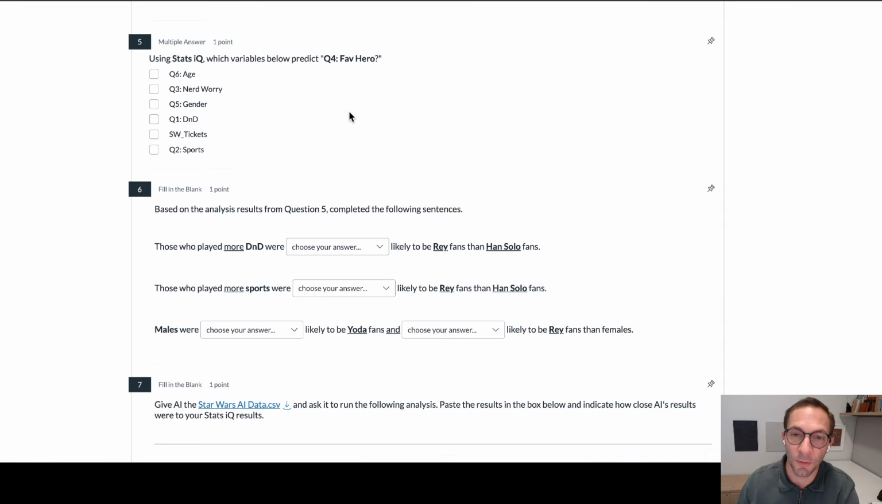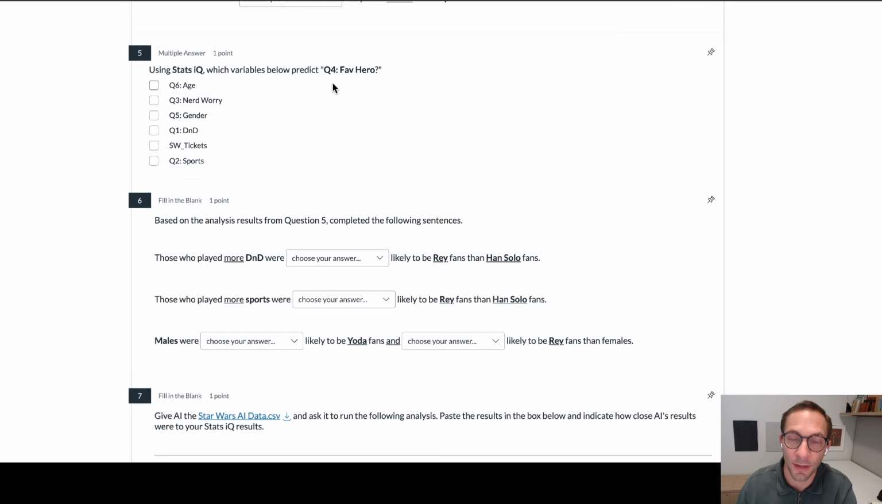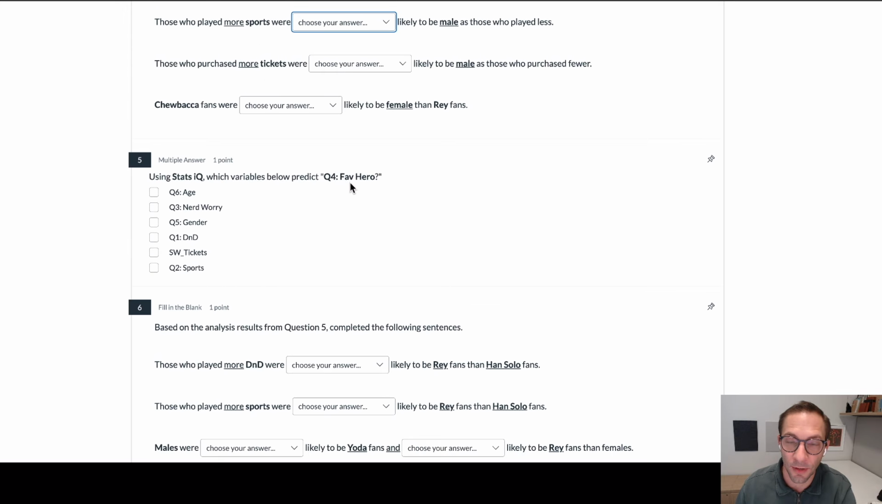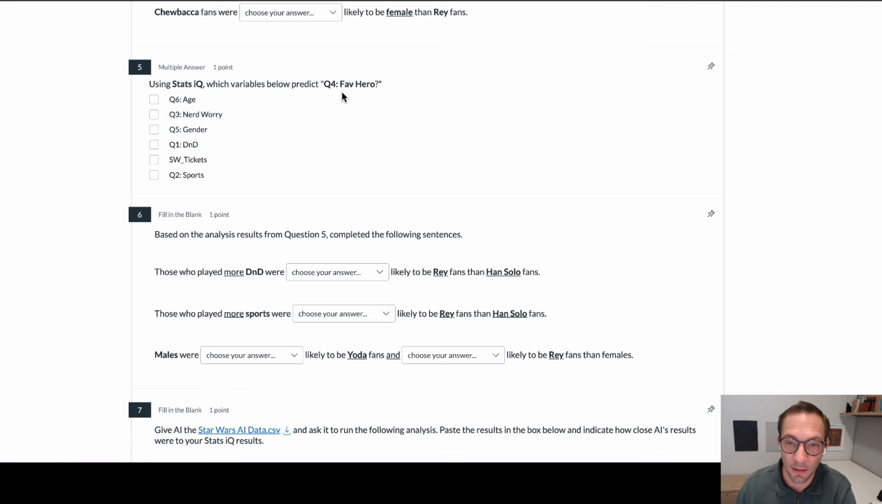In this case, when we're looking at Fave Hero as an output, it's still a category like gender, but now we have more than two categories, and not just male and female. Now we have Ray fans and Luke fans and Chewbacca fans, right? And so it's going to treat this a little bit more like an ANOVA if our input is continuous or numeric. But it's going to give us a chi-squared if our input is a category.